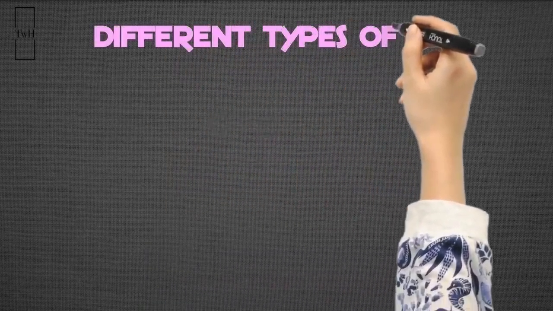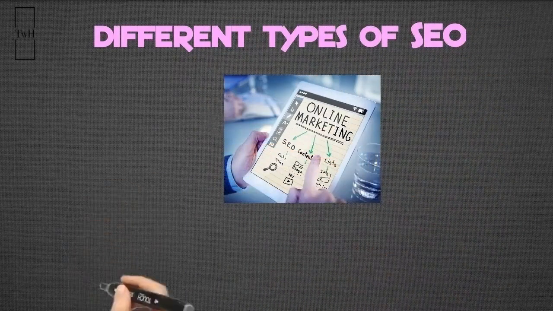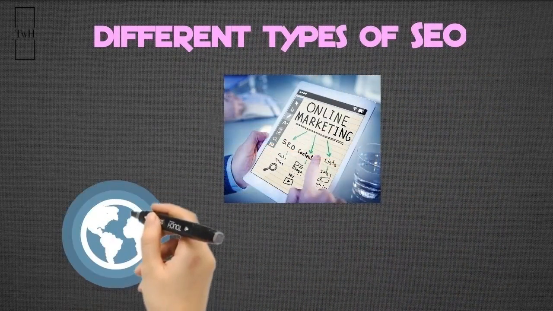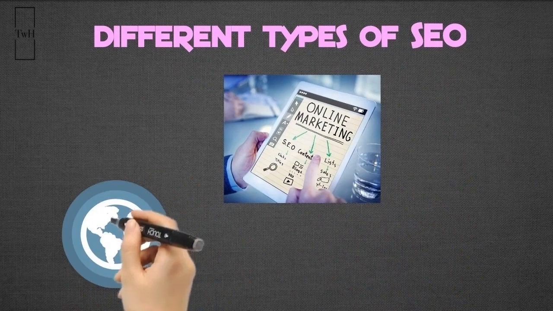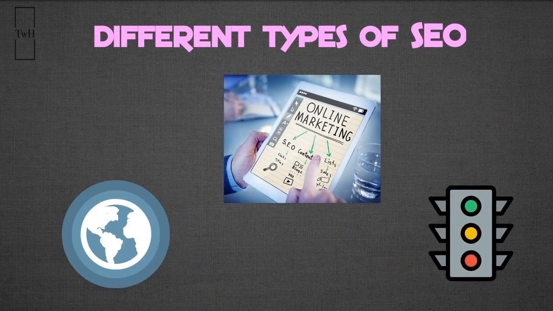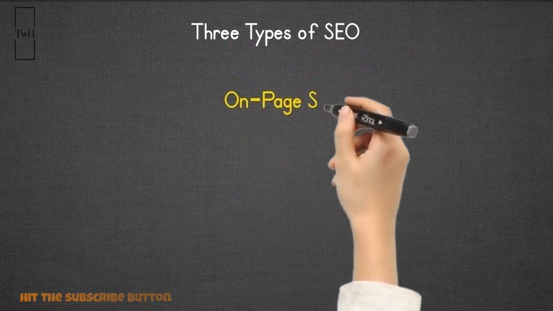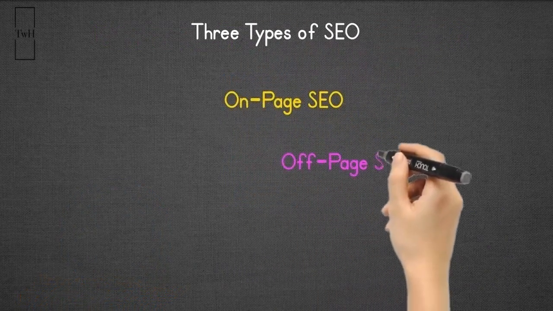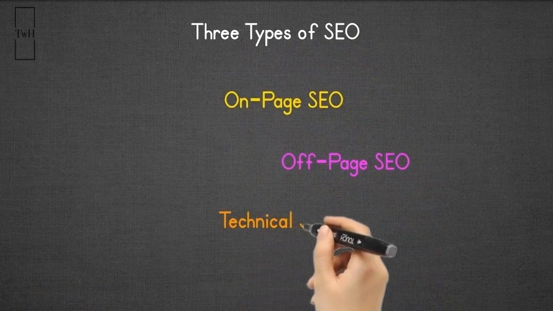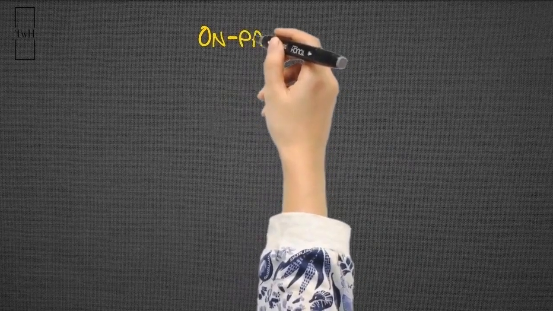Let's move on to the different types of SEO. SEO is a crucial part of any digital marketing strategy, and understanding the types can help you optimize your website and attract more organic traffic. Here are three types of SEO. First, on-page SEO. Second, off-page SEO. And third, technical SEO.